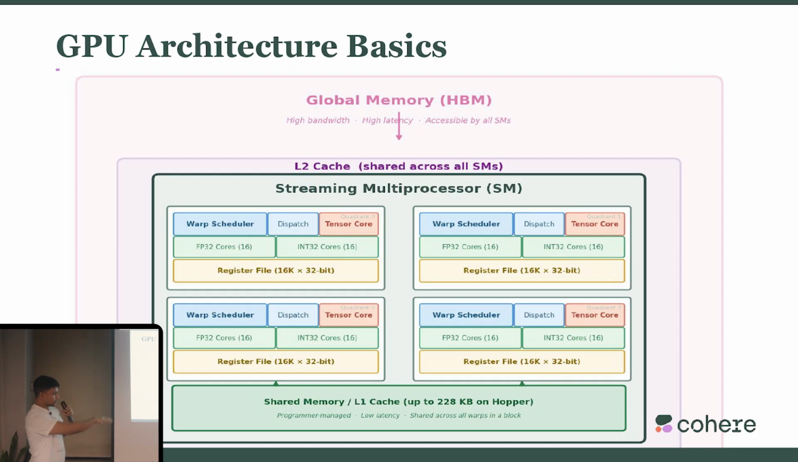I see. So registers are very fast. Shared memory is on chip, that's also very fast. L2 is shared across SMs, that's fast, but it can be thought of as off-chip memory, so it's not that fast. And then you have global HBM, which is very slow.